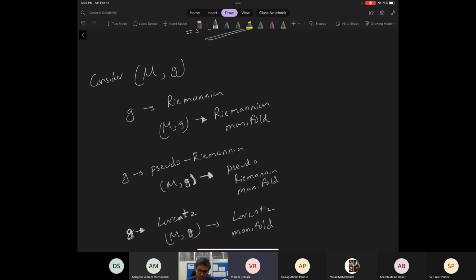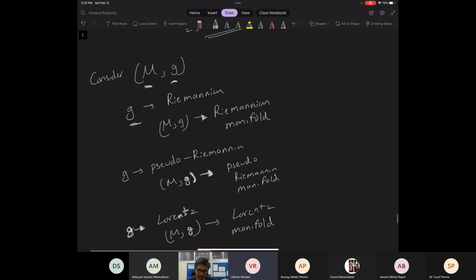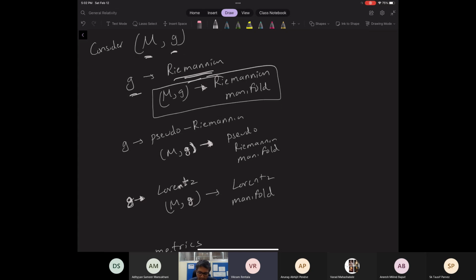If we consider a manifold M with a metric g, where g is Riemannian, that is, strictly positive, with dot products strictly positive, then such a manifold is called a Riemannian manifold. If you consider a manifold with a metric g which is pseudo-Riemannian, that is, it satisfies not necessarily positivity of dot products, but non-degeneracy of the metric g, then such a manifold is called a pseudo-Riemannian manifold. And in particular, if the metric g only has one negative eigenvalue, then you get a Lorentz manifold.